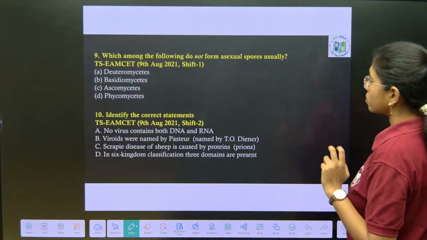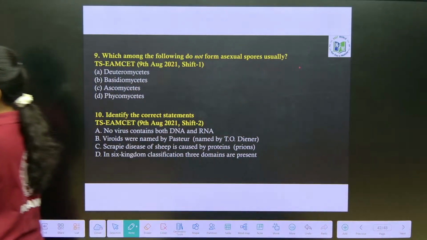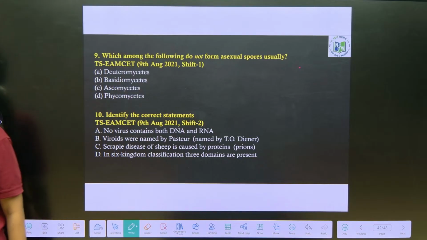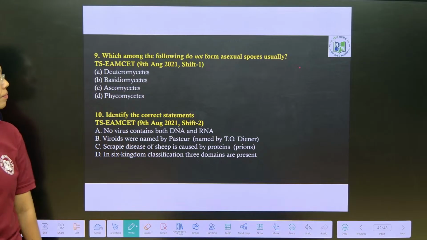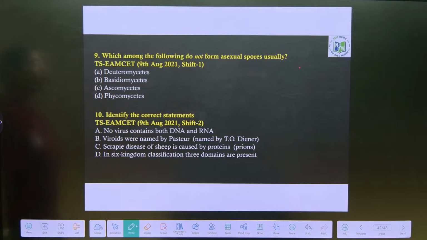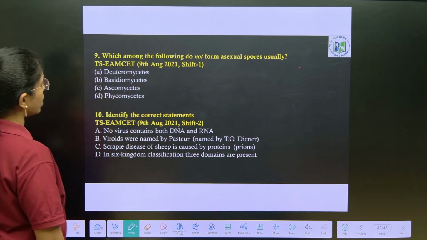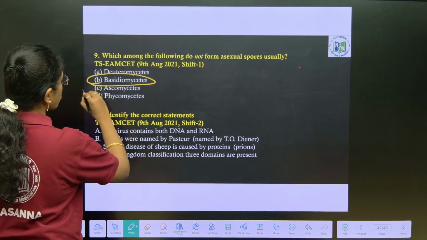Next, this question. Which among the following do not form asexual spores usually? Of course, the advanced class of fungi, that is Basidiomycetes, which is option B.